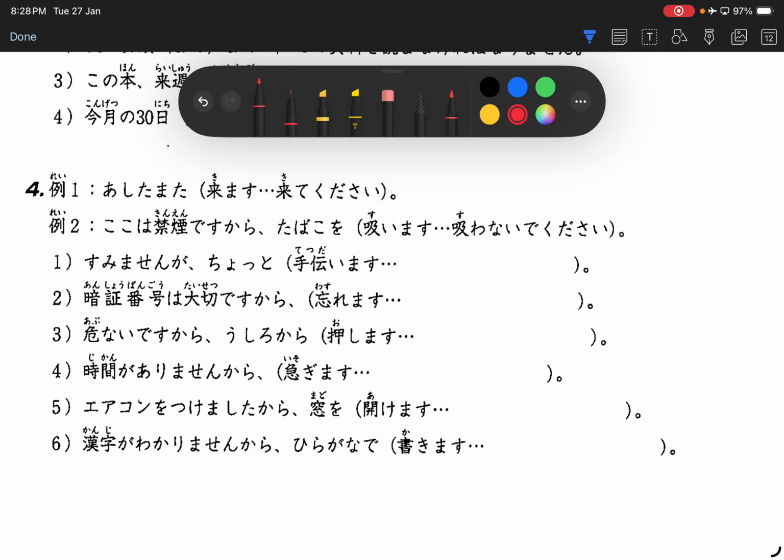Number 4. 時間がありませんから、急がないでください。Because there's no time, so please don't rush. Group 1. 急いでください。時間がありませんから急いでください。Because there's no time, so please hurry. Not the opposite way; otherwise it would mean you take your time.